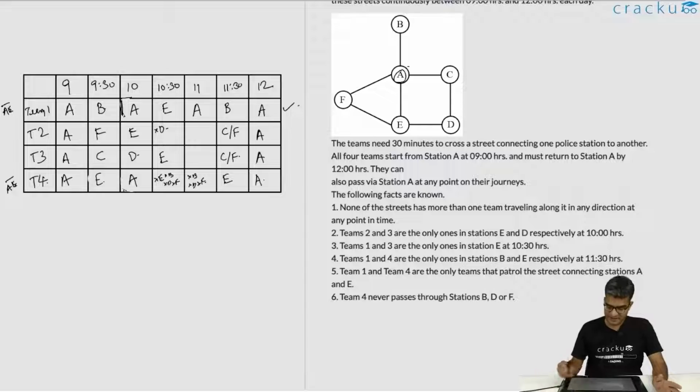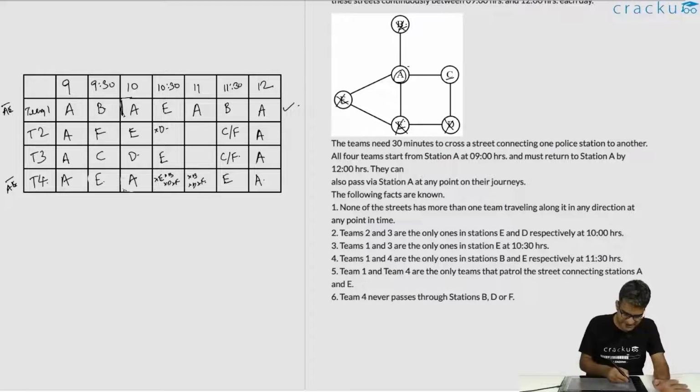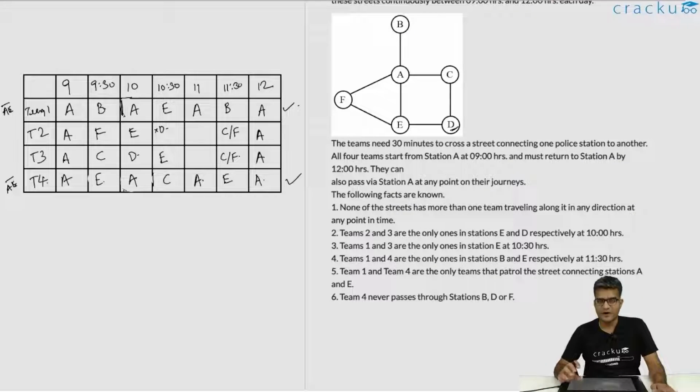So at 10:30 they have to be either at C or E or F or B. Now it cannot be at E because team 1 is at E, so it is going from A to E from 10 to 10:30, and team 4 does not go to D or F or B. So this would imply that team 4 has to definitely be at C. So this has to be C. From C, because team 4 doesn't go to D, it has to again go back to A. So this has to be A. So for team 4 also we are completely done. At all times we have figured out where team 4 is.